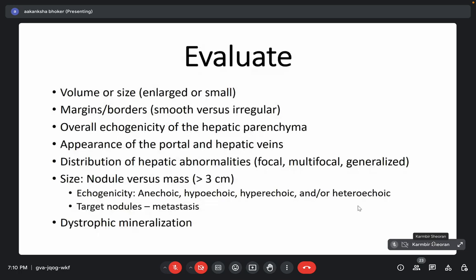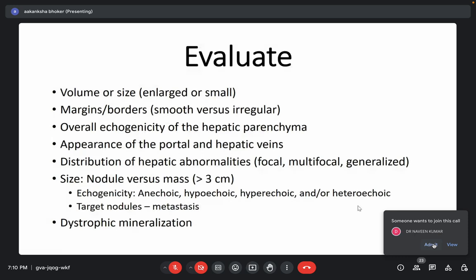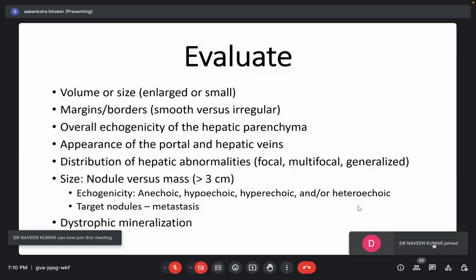And there can be some target nodules which are associated with metastasis. Suppose there is a tumor which gets metastasized into different organs, liver being one among them. Then in such cases we can see target nodules. I'll show you the images.